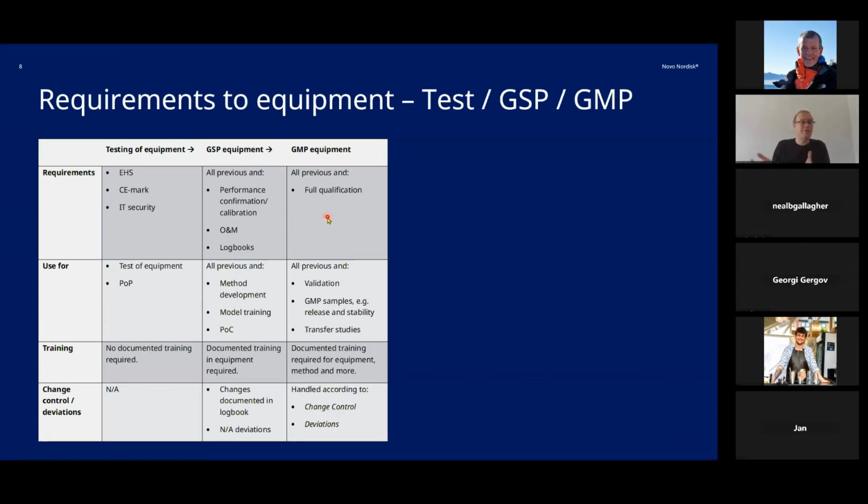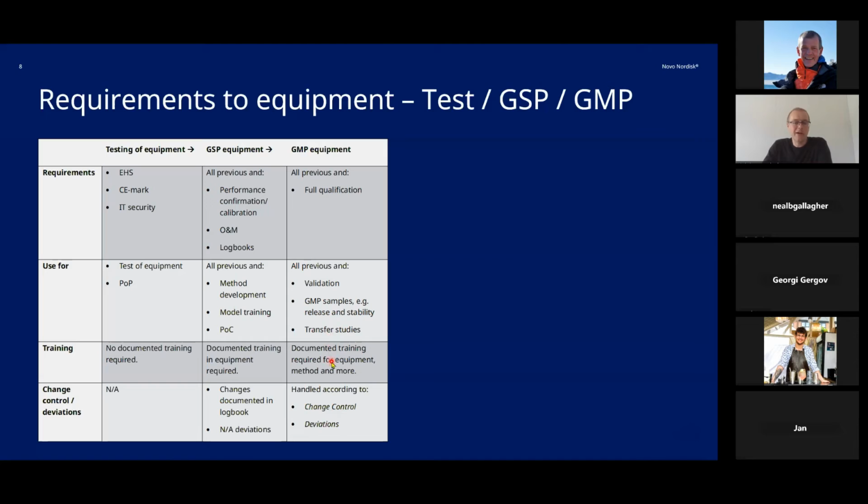And that standard should reflect the use for the instrument. So in order to validate a method, we need GMP qualified equipment. We need that for method validation for all GMP samples, so all methods that we release for patients, for stability studies, and also for the studies when we want to push our method out to other sites, they also need fully qualified equipment.